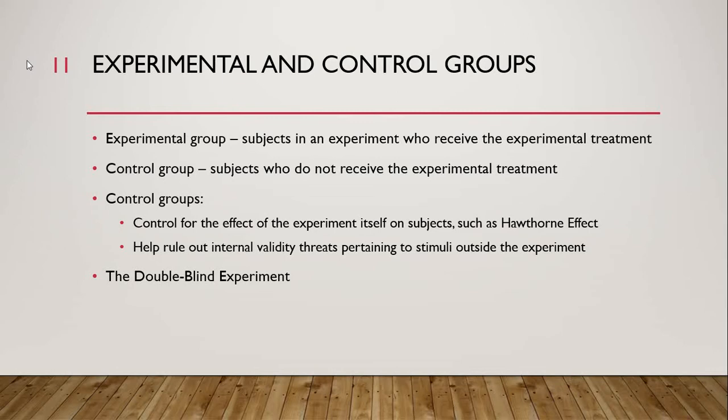Also, having a control group will help us rule out internal validity threats that may come in from outside the experiment. And the book also briefly mentions this concept of the double-blind experiment.